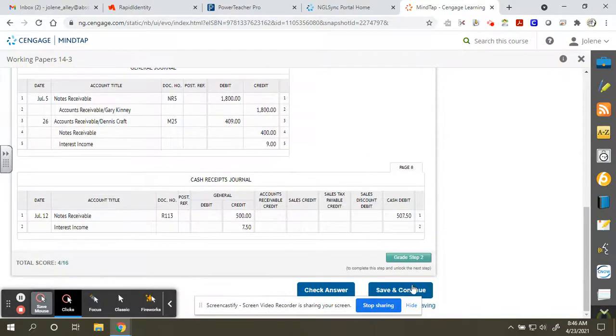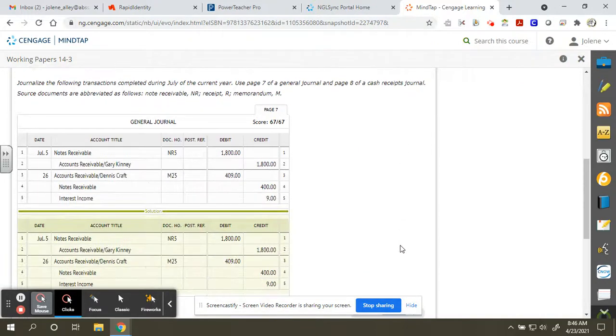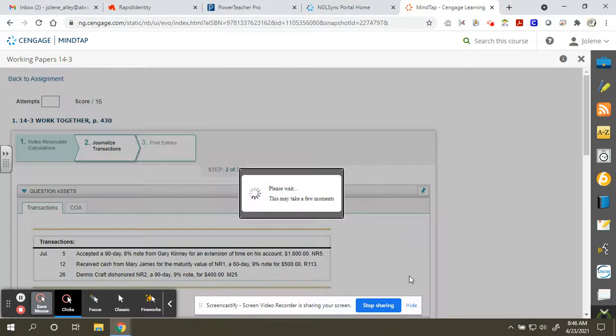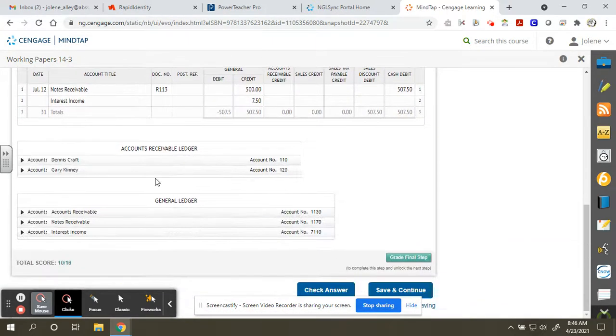That's it. Grade step 2. Good. Now the last step is posting, and y'all have learned posting, and we've done posting before, where you post each one of these to the account, and then you plug in the post reference number. So we're not going to do that right now.